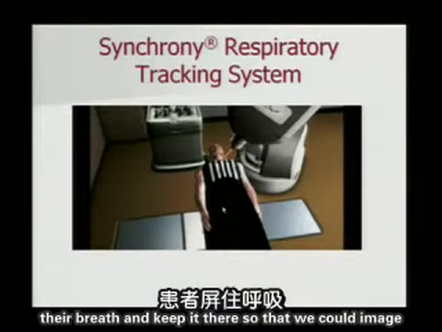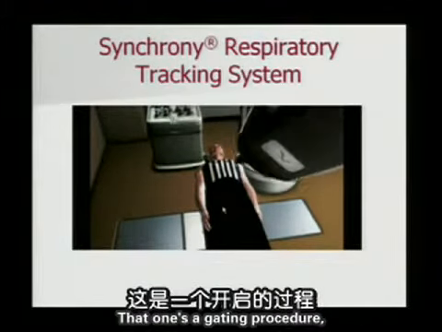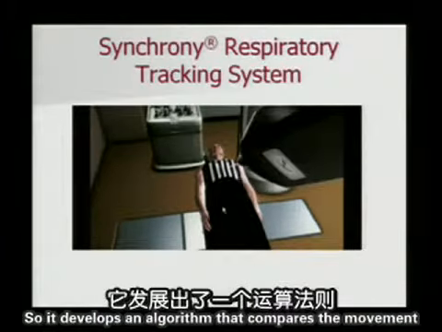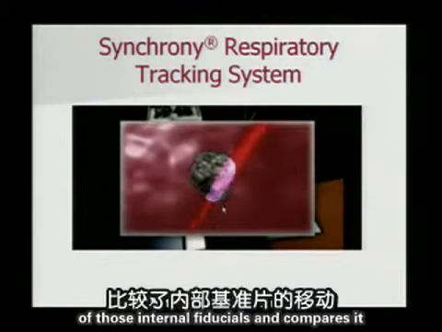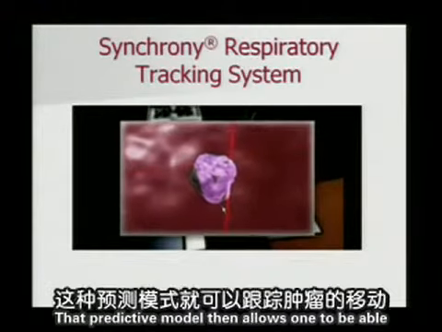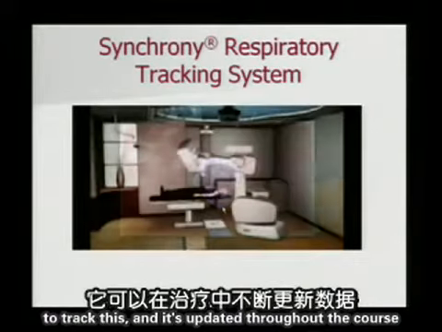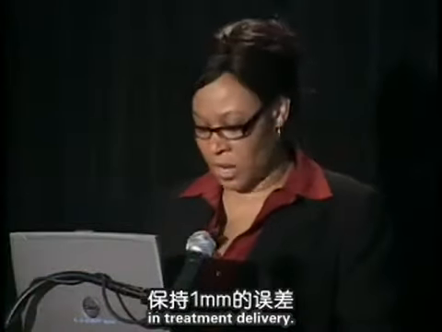So what is unique about the CyberKnife system, much different from other systems, is that we don't make the patient hold their breath and keep it there so that we can image and do the treatment in one breath hold. That one's a gating procedure. This one's actual tracking. So it develops an algorithm that compares the movement of those internal fiducials with the movement along the chest wall and creates a predictive model. That predictive model then allows one to be able to track this. And it's updated throughout the course of treatment because one could imagine that the patient can breathe more shallowly or deeply after certain periods of time. And so this is what allows, even during this kind of treatment, that maintenance of about 1 millimeter accuracy in treatment delivery.